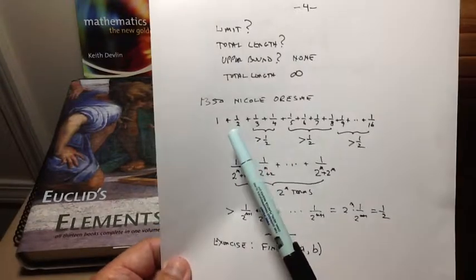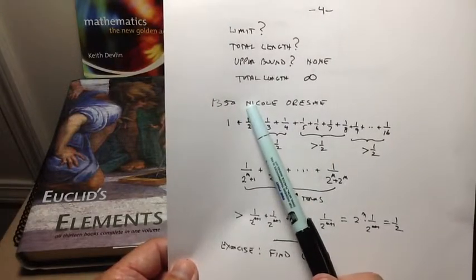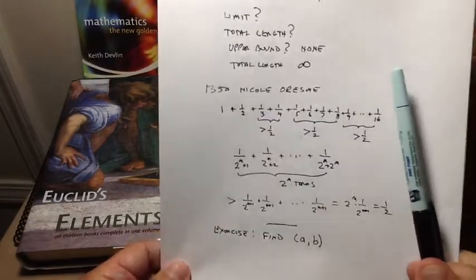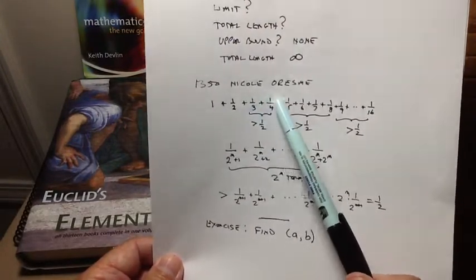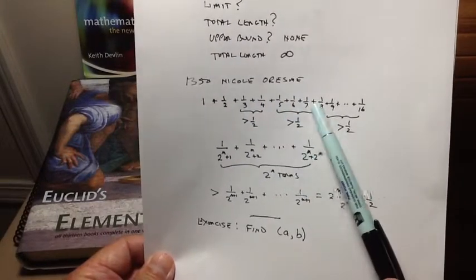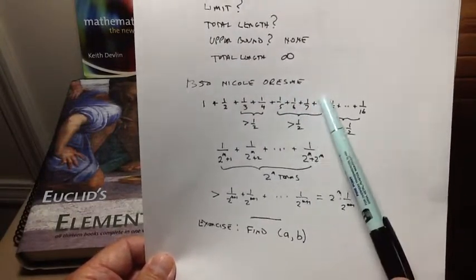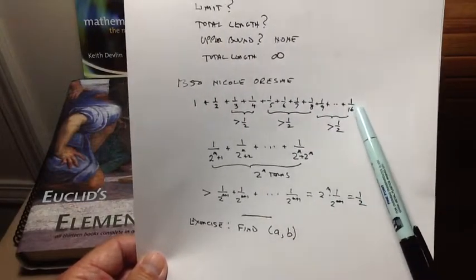And this was discovered way back in the 1300s. The very first mathematician we know was a Frenchman. And here's how he did it. He said, well, take 1 plus a half, plus a third, plus a fourth, and so on. Now take a third and a fourth, that's greater than a half. Then you take the next 4 terms, 1/5, 1/6, 1/7, 1/8, that's greater than a half. Then you take the next 8 terms, 1/9 up through 1/16, that's greater than a half.